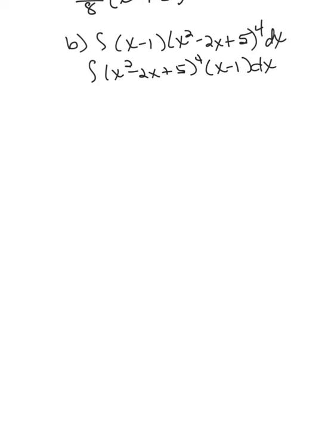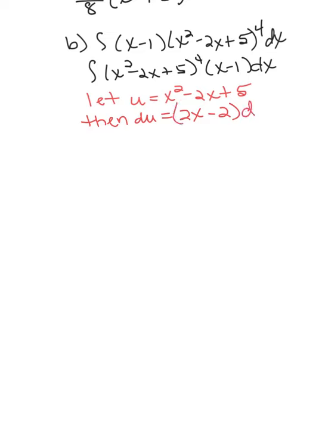Remember that you let u equal just the quantity that's being raised to the power. So just the inside, x squared minus 2x plus 5. If that's our u, then du, the derivative of that, would be 2x minus 2 dx. We write dx on the end to show that what we did the derivative of on the right side was an x variable.